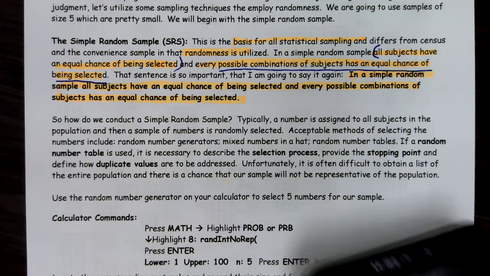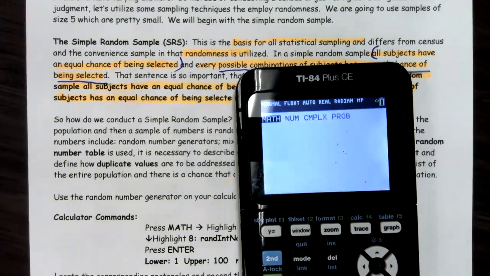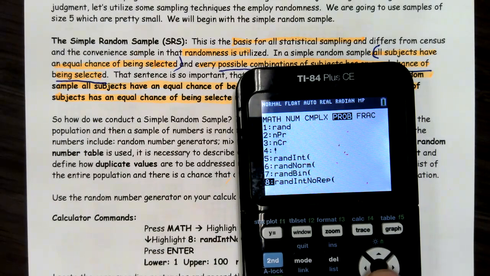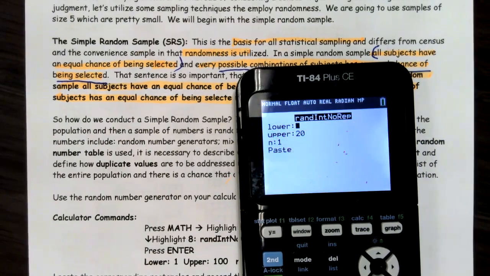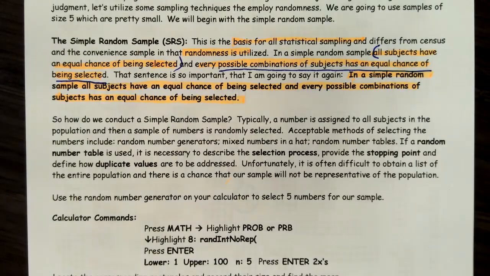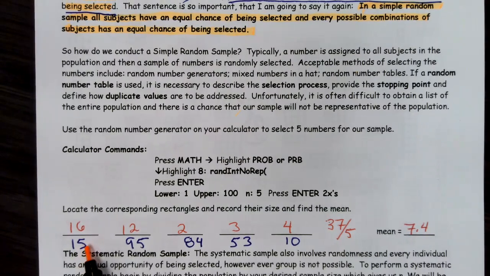So I'm going to use the random number generator on my calculator. To do that, I'm going to press the math button, arrow over to probability, and then arrow down to number 8, which is random integer with no repeats. My lowest number is 1, my highest number is 100, and I'm going to select 5. When I did that, I ended up getting figure number 15, figure number 95, 84, 53, and 10.